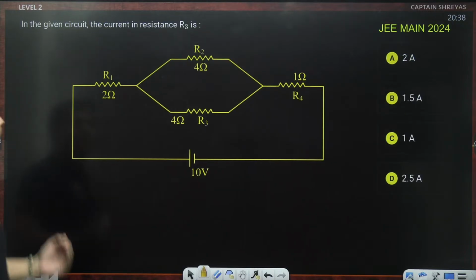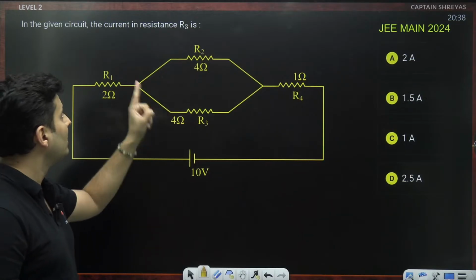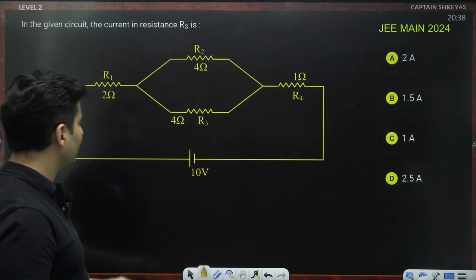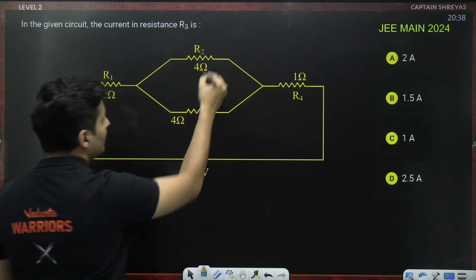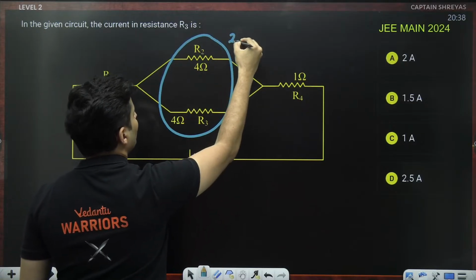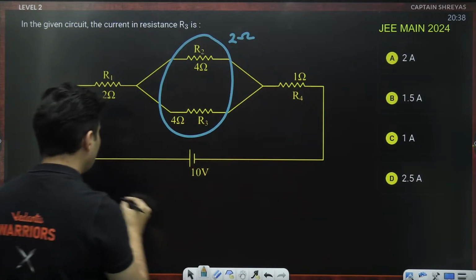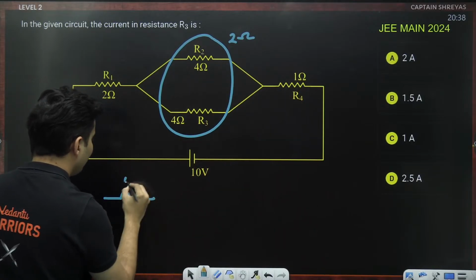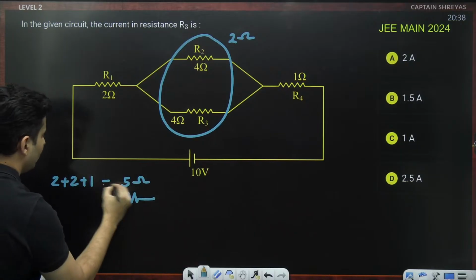In the given circuit, what is the current through resistance R3? Okay, let's figure it out. I can see this is 4, this is 4. So the equivalent of these two will be 2 ohms, 4 by 2. 2, 2 and 1, the equivalent resistance will be 5 ohms. How did I get it? 2 plus 2 plus 1, which is 5 ohms.